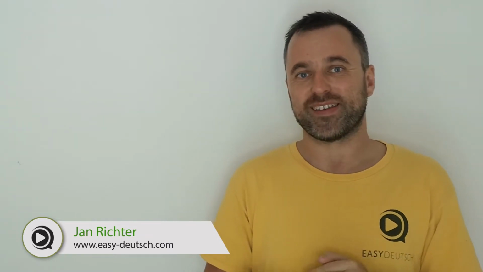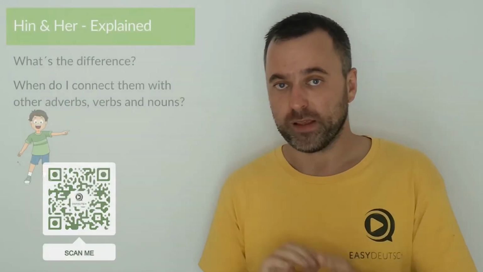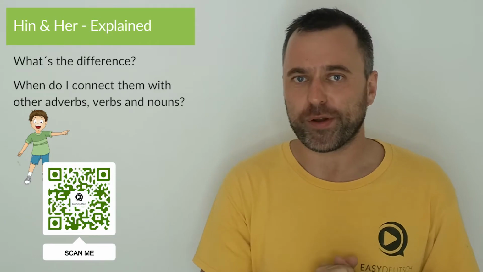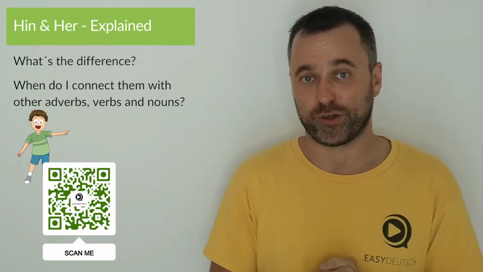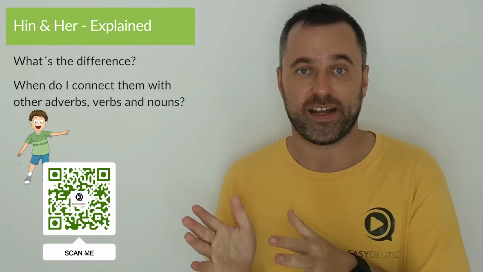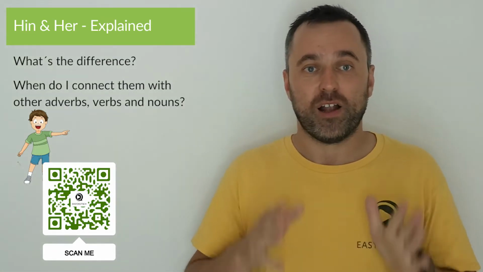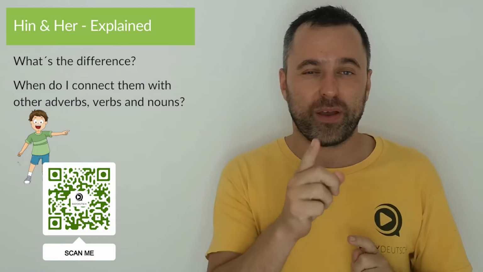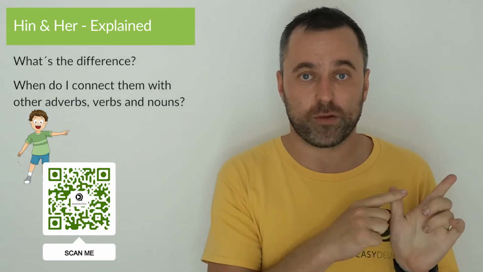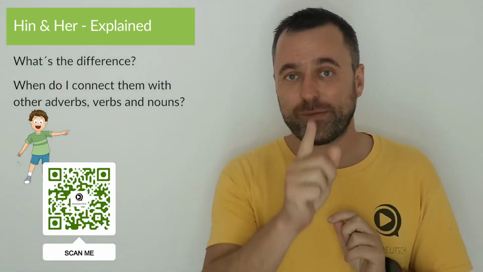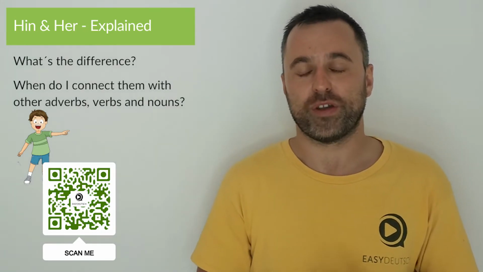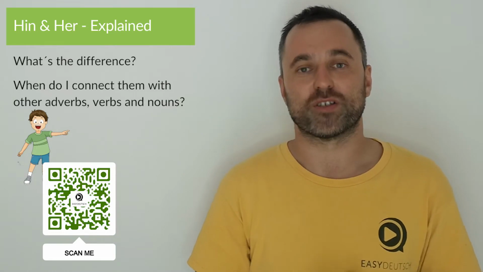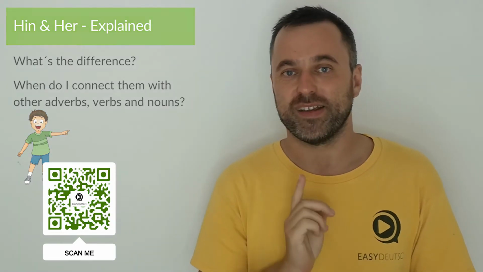Today's topic is hin and her. You've probably seen this quite often, in all kinds of different situations, because hin and her are most commonly used for locative adverbs, but you can combine hin and her also with other adverbs, with verbs, and with prepositions. And I will explain that to you now with the help of my ebook, German Grammar Explained Easily.